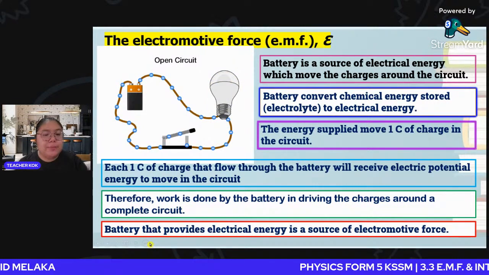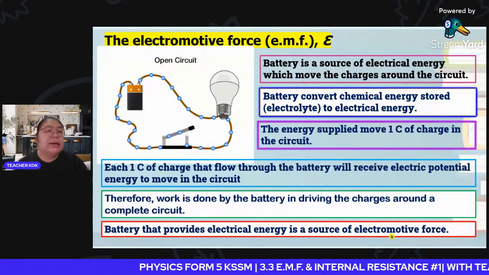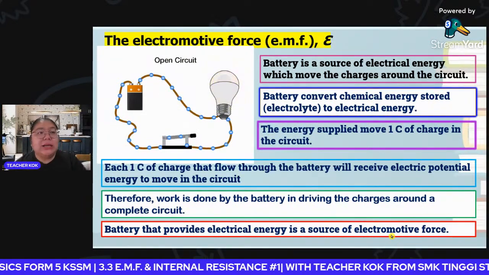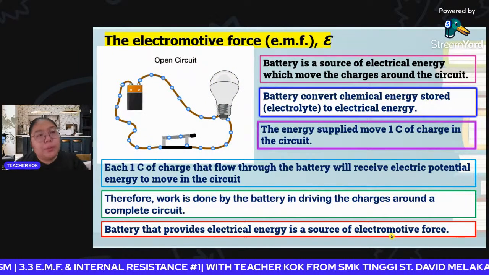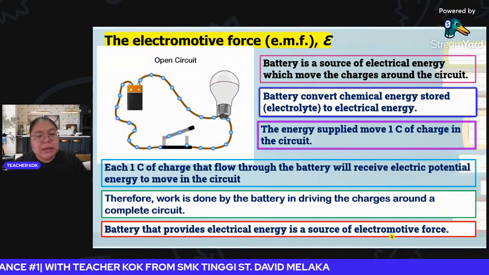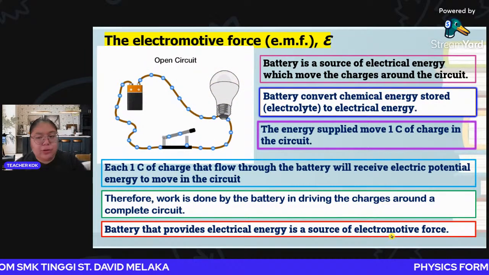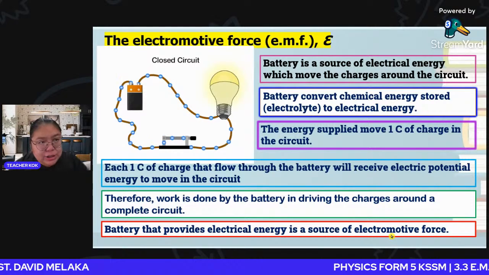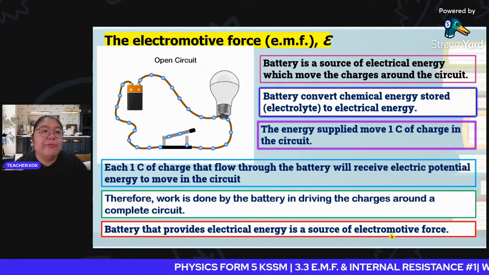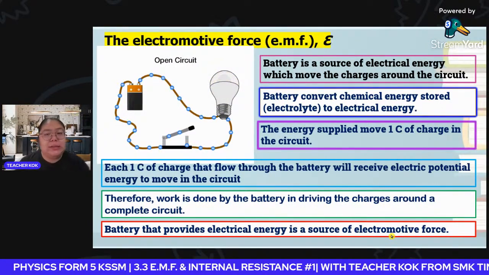Okay, so from here, the battery that provides electrical energy is a source of the electromotive force. Okay, electrical energy comes from where? Comes from the electromotive force. That means the EMF. Okay, EMF actually is from the battery. Okay, the battery has force, then provides the energy, then keeps the charge moving, then you get current, then finally the bulb lights up. Okay, we have so many processes.